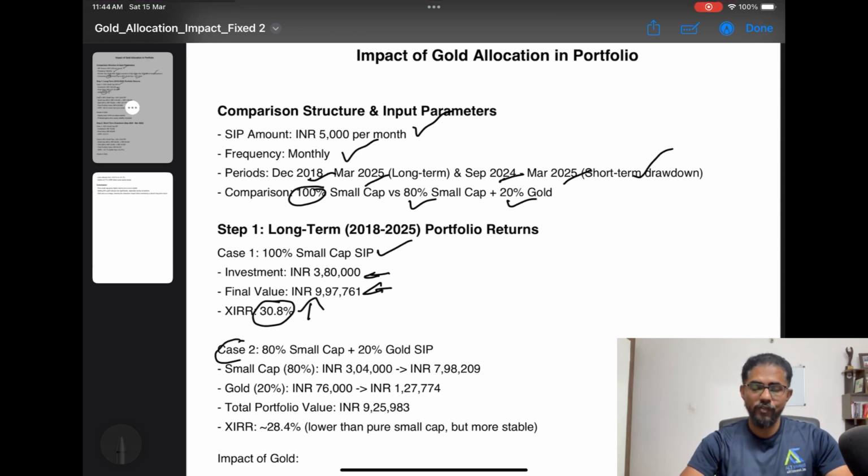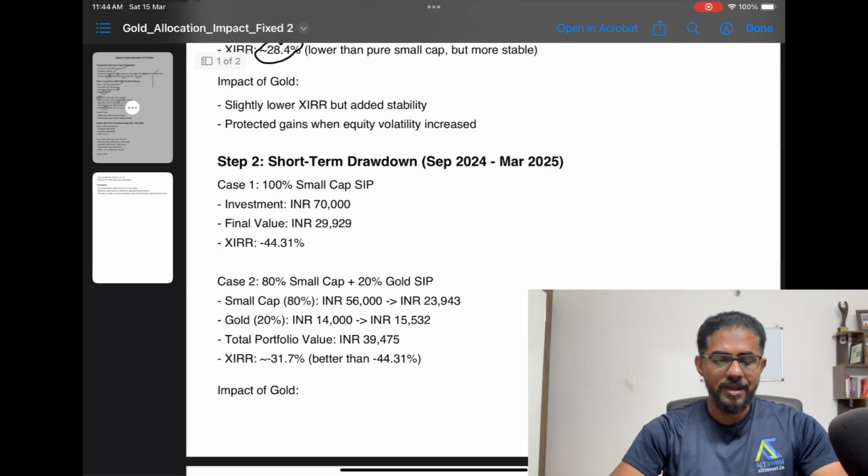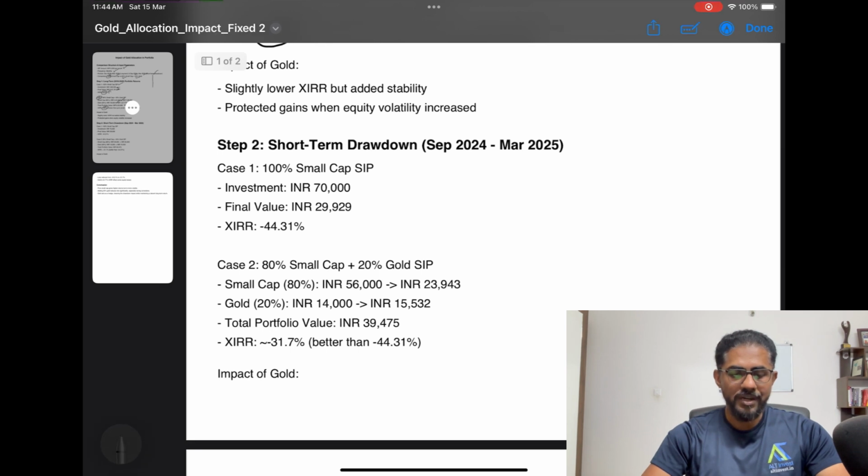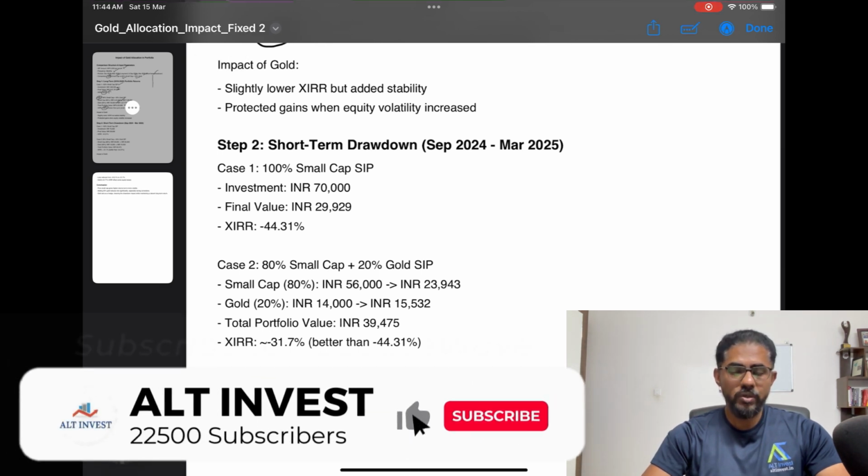Now let's look at if you did split that into 80% of small cap and 20% in gold. Your overall investment is what you see here, 3.04 in small cap and 76,000 in gold. Your net returns on this would be 9.25 lakhs, which is an XIRR of 28.4%. So you will see that yes, there is a lower return which you will generate of about 2% when the market is going up. But what we are trying to understand is how it impacts during the short-term period in case the market does go down.